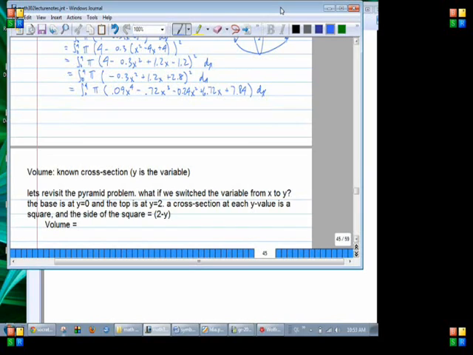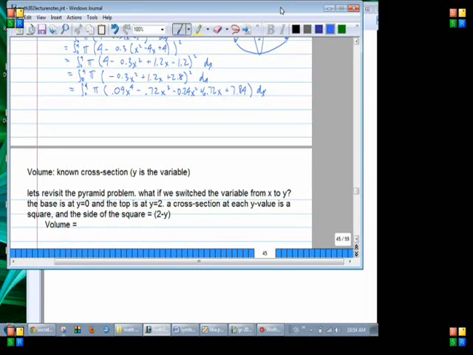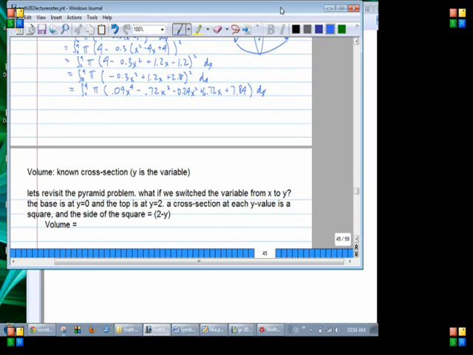Now we're going to look at a variation on this. So knowing the area, so again, we call the area the cross-section. So what if you know the cross-section, but we're looking at a slightly different scenario? Let's revisit that first pyramid problem. What if we switch from writing everything in terms of x to writing everything in terms of y? Then it would be this statement. The base is at y equals 0, and the top is at y equals 2. A cross-section at each y value is a square, and the side of the square is 2 minus y.